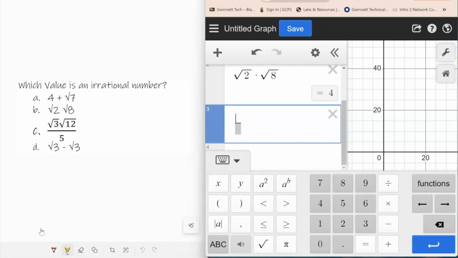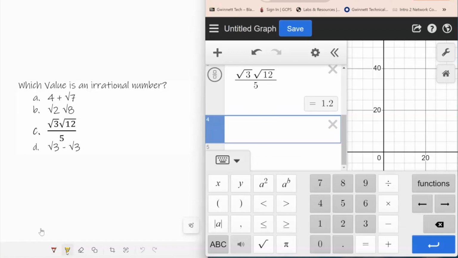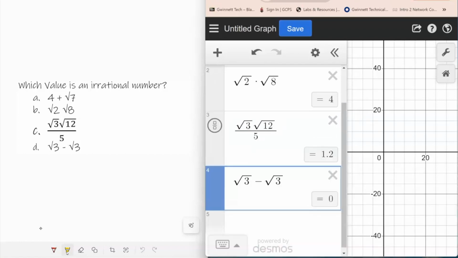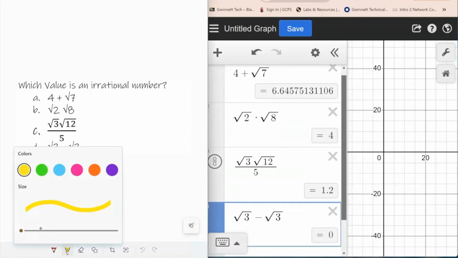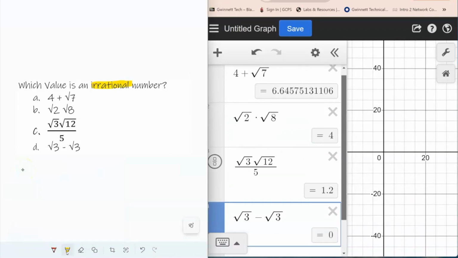I need a fraction. On the top, I have radical 3. Arrow out, radical 12. On the bottom, I have 5. Making sure you're copying exactly what you see. On the bottom, I have radical 3 minus radical 3. All right, so I've put all my answer choices in the calculator. Now I'm just answering the question. Which value is irrational? So remember, irrational doesn't repeat, doesn't terminate, cannot be written as a fraction of integers.